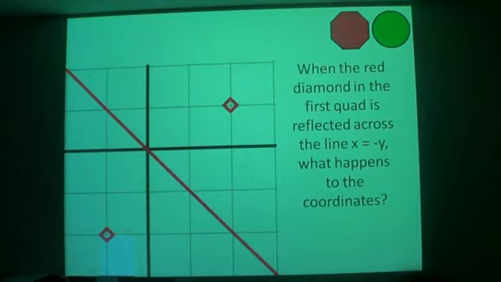So here we have, when the red diamond in the first quadrant is reflected across the line x equals negative y, what happens to the coordinates? In other words, what are the new coordinates? Click on the stop sign, make a sketch, figure it out.